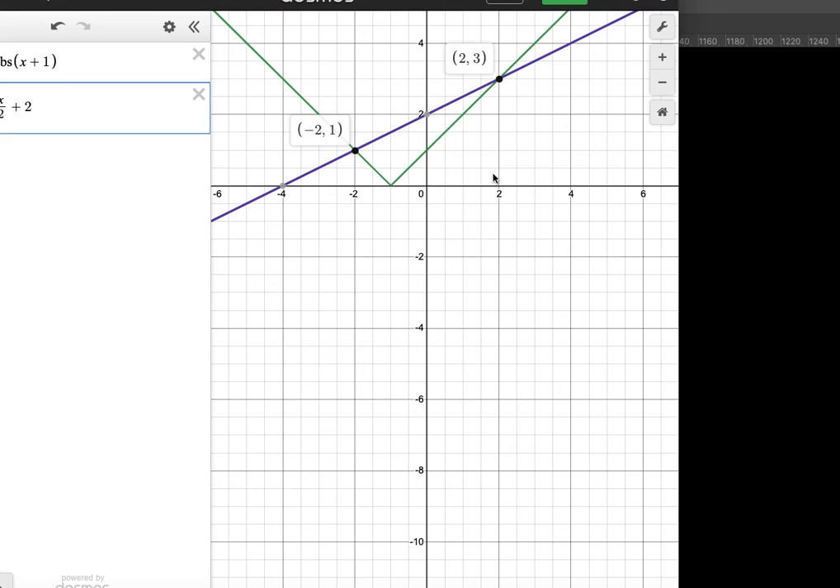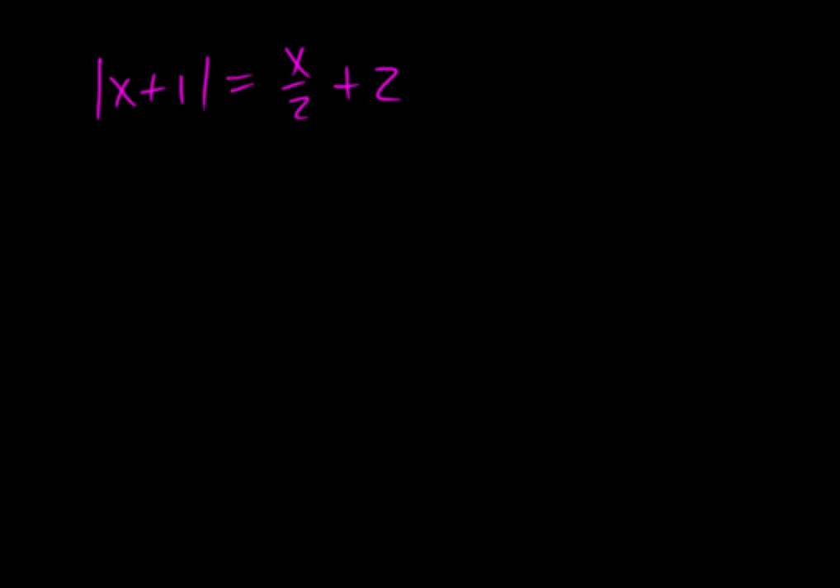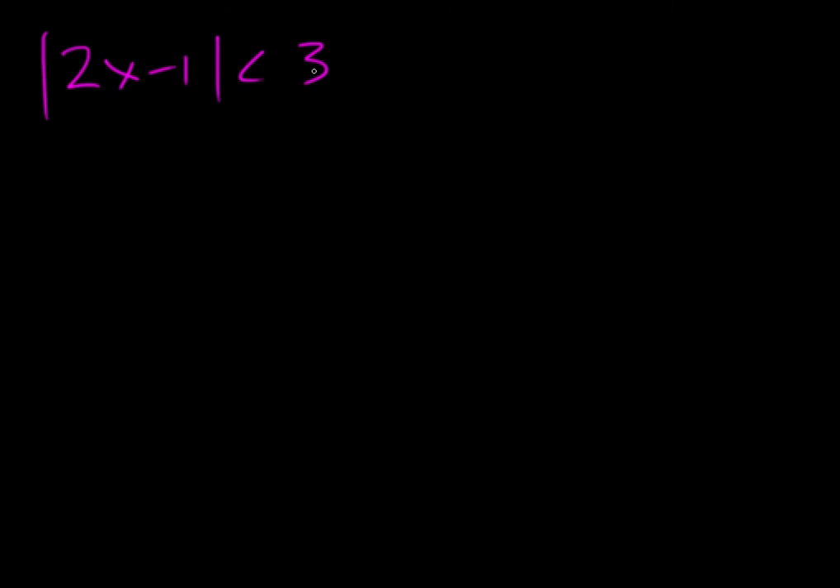Okay? Alright, moving on. Now we're going to do inequalities. Okay, they work basically the same way. So we're going to get 2x minus 1 is less than 3. 2x minus 1, quantity negative, is less than 3.